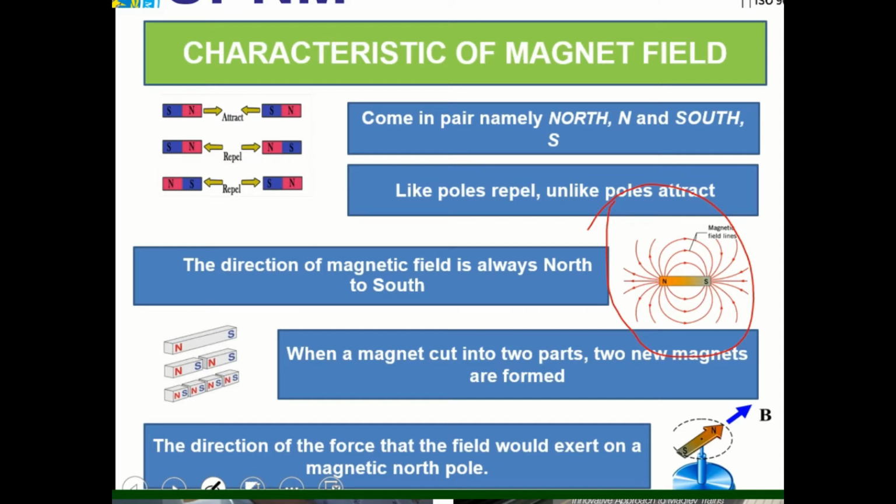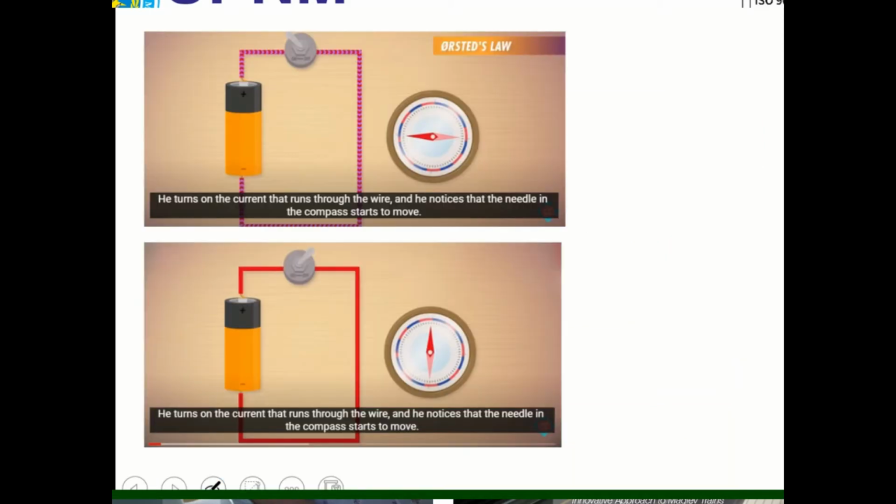So magnetic field, kita represent by magnetic field lines. So the lines must be coming out from the north pole towards the south pole. So dia keluar daripada kutub north, kutub utara ni dia masuk ke kutub selatan.